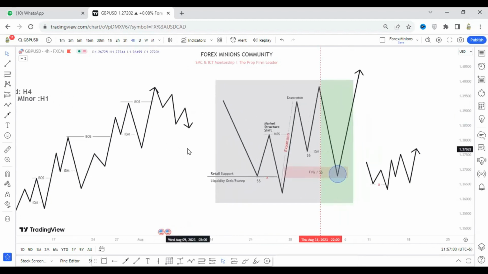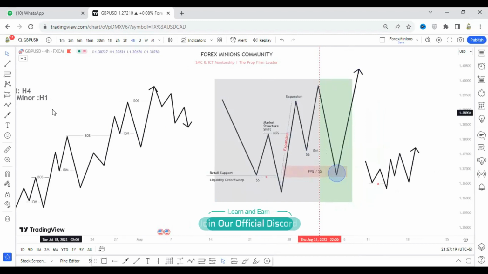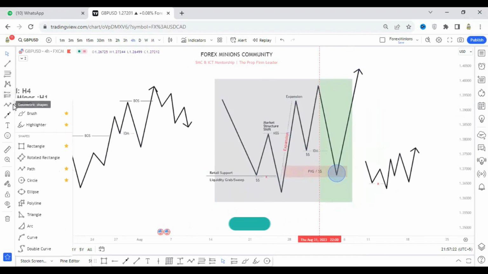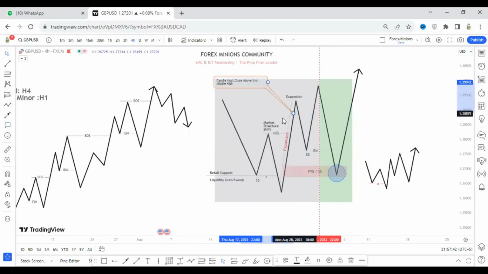Market structure shift. So what are the rules for the market structure shift? First, the market came back and created a temporary retail spot. The market just swept the liquidity, then expanded with the fair value gap, and the candle closed above this point. The candle must close above this point. So when the market sweeps the liquidity, expands with the fair value gap and the candle closes above this high, we will mark it as MSS, market structure shift.